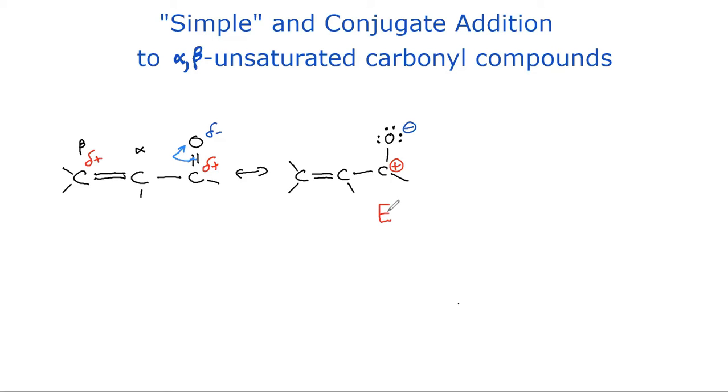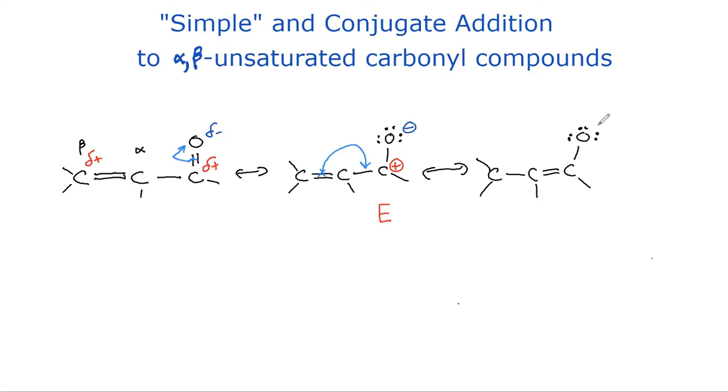But the alpha beta unsaturated carbonyl compounds have an additional resonance form. See if you can draw that. We can break that pi bond. We can move it over here to help stabilize that positive charge. That actually relocates the electrophilic center to the beta carbon.